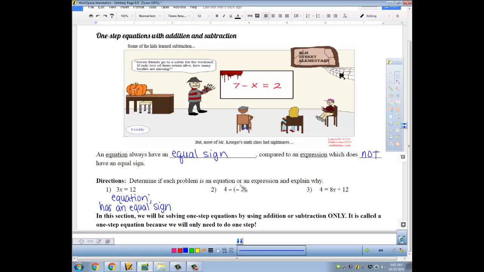Number two, 4 minus negative 2. There's no equal sign, so this is going to be an expression. And the reason, no equal sign. Number 3, I see an equal sign, so this is an equation. And the reason is because it has an equal sign. Okay. Moving down.